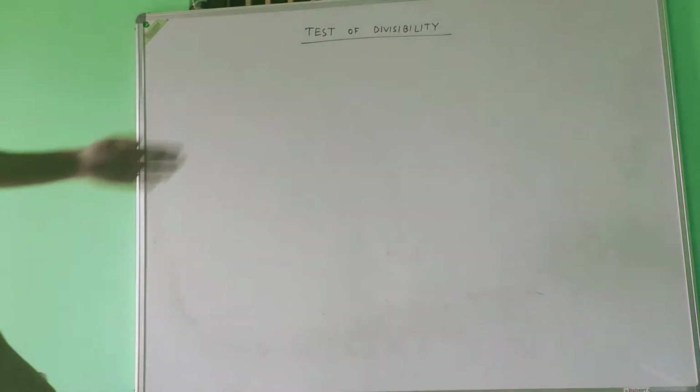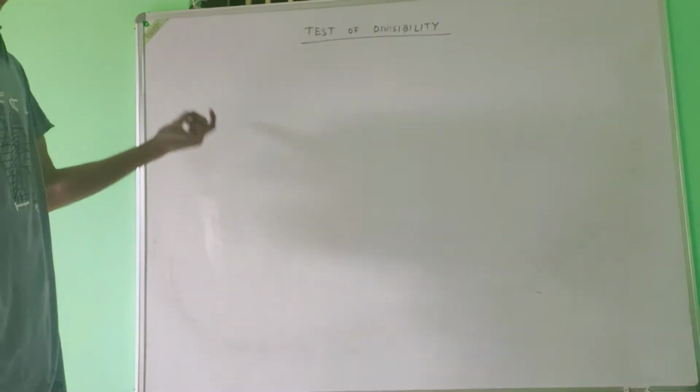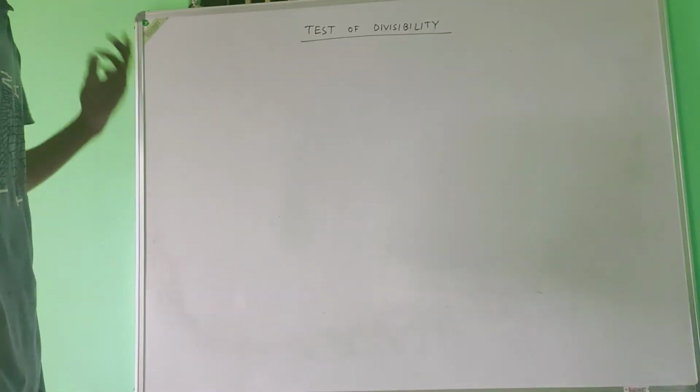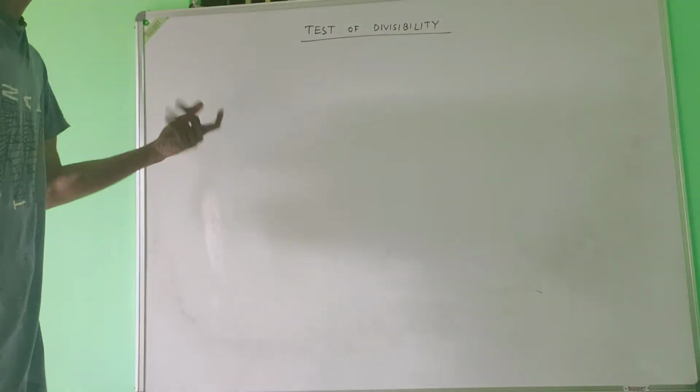Today we will learn about tests of divisibility. How do we find out that a particular number is divisible by 2 or 3 or 4 or any other number? It has two methods.